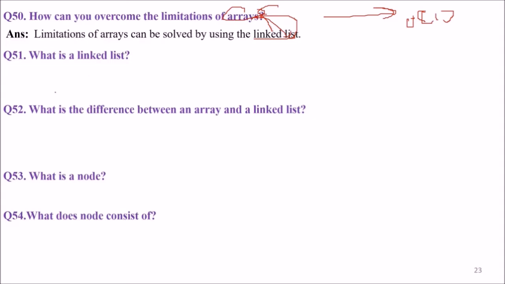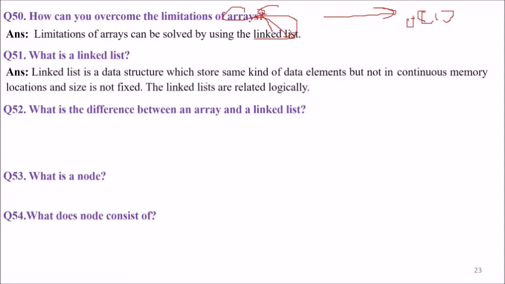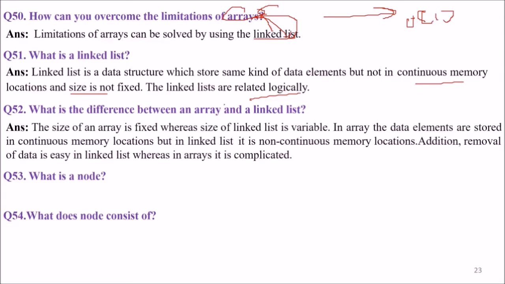What is a linked list? Linked list is a data structure which stores the same kind of data elements, but not in contiguous memory locations, and the size is also not fixed. So the linked lists are logically related. What is the difference between an array and a linked list? The size of the array is fixed, whereas the size of a linked list is variable. You can vary it depending upon the number of nodes added or deleted. The size of the linked list will change.